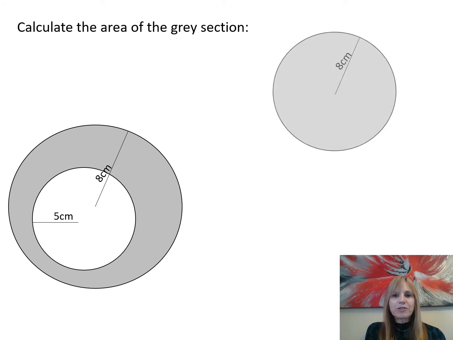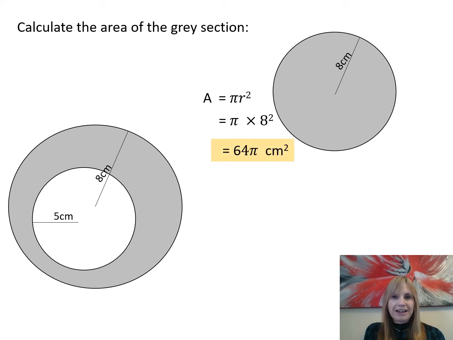So having a look at the grey circle first, I can see that the radius of that circle is 8. So if I use the formula pi times r squared, that will give me the area of the whole of that circle, including the white bit. So pi times 8 squared: 8 times 8 is 64, and 64 times pi is 64 pi. Now I'm going to leave it in terms of pi for the moment because it's much easier to carry on with my calculations in this simple form. I'll show you what I mean.